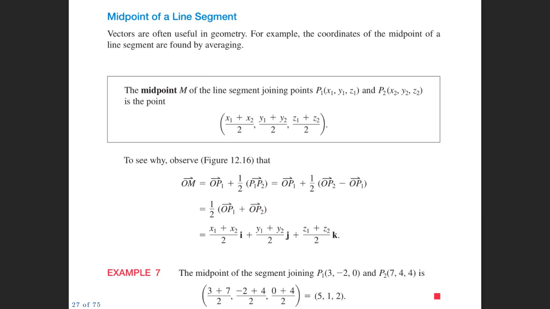So, for example, looking at example 7 at the bottom, the midpoint of the segment joining 3, minus 2, 0, and 7, 4, 4, we do the average of 3 and 7 to get 5, we do the average of minus 2 and 4 to get 1, and we do the average of 0 and 4 to get 2.